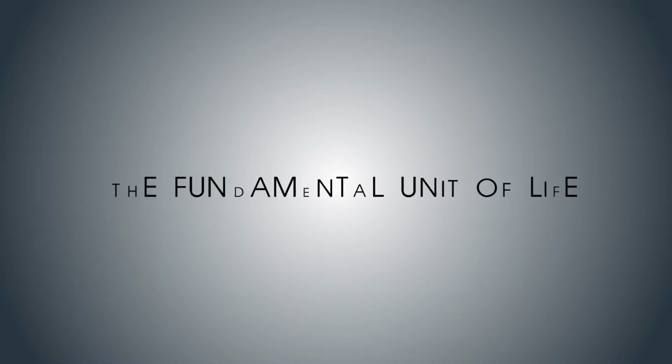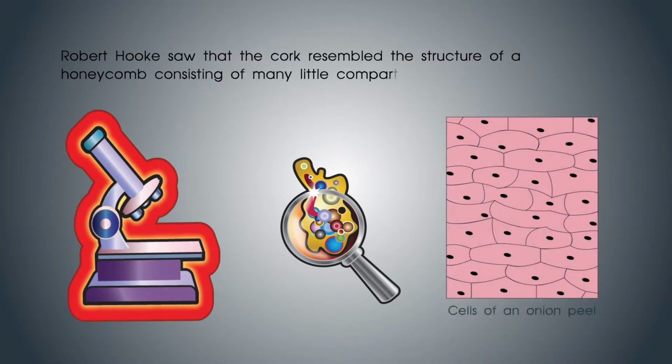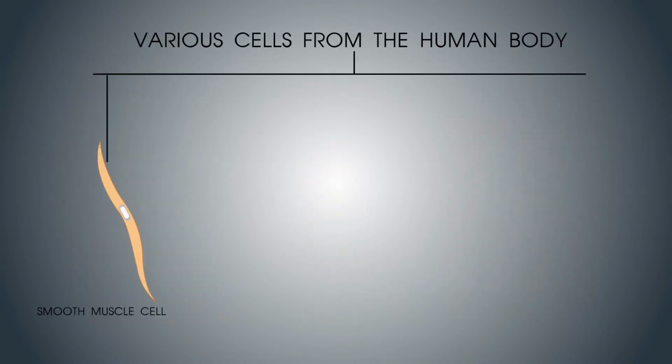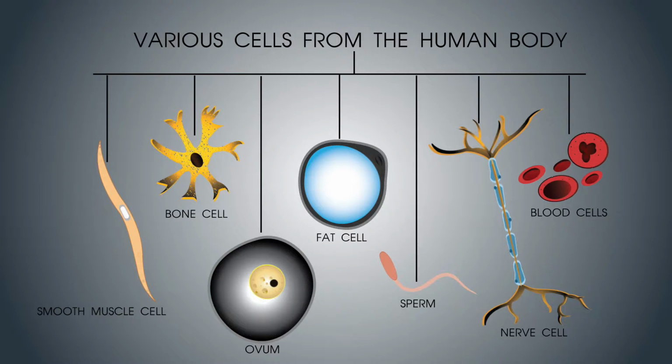The fundamental unit of life. Robert Hooke saw that the cork resembled the structure of a honeycomb consisting of many little compartments. In 1665, Hooke called these boxes cells through a self-designed microscope. With the discovery of the electron microscope in 1940, it was possible to observe and understand the complex structure of the cell and its various organelles.